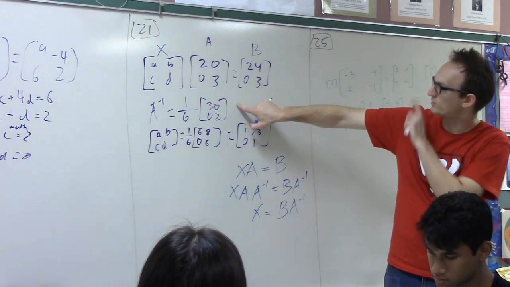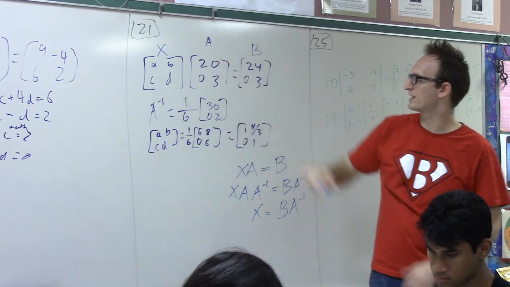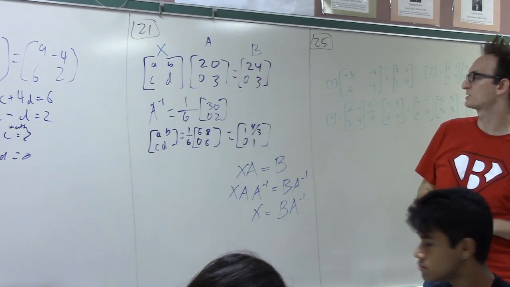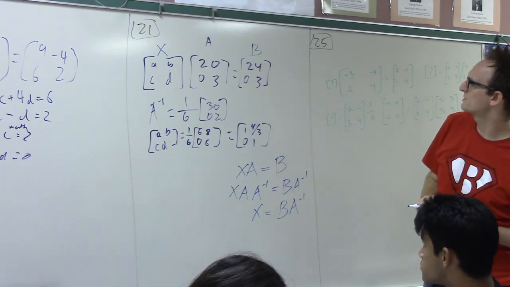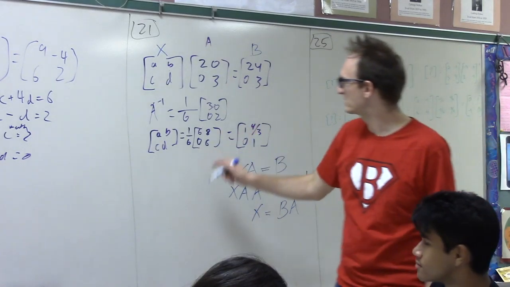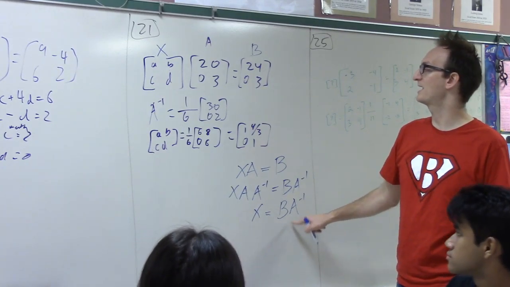So he finds the inverse of matrix A, 1 over the determinant times those two flip, those two get negative, and then you just multiply that by matrix B on the left. I don't actually see his work. You just kind of did it in your head? Yeah. So he needs to multiply B by A inverse.